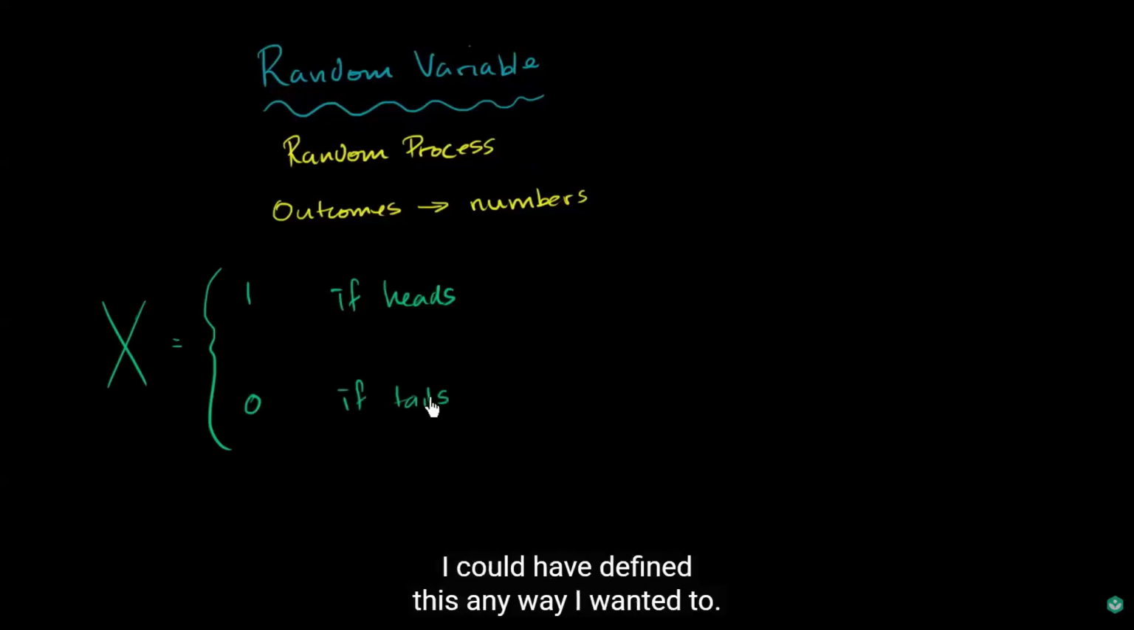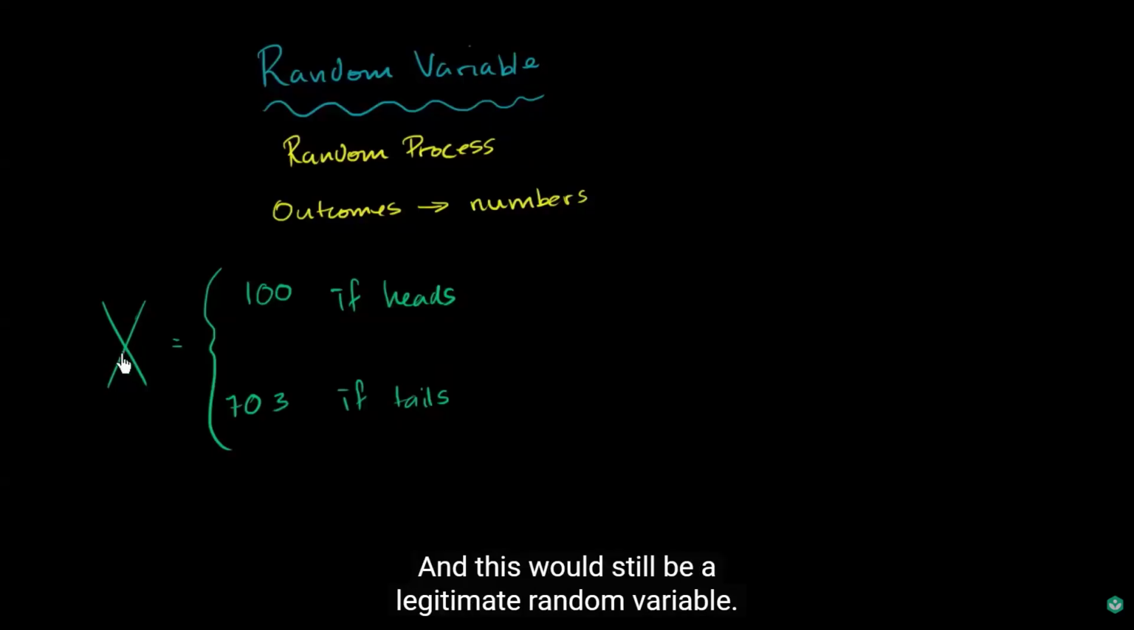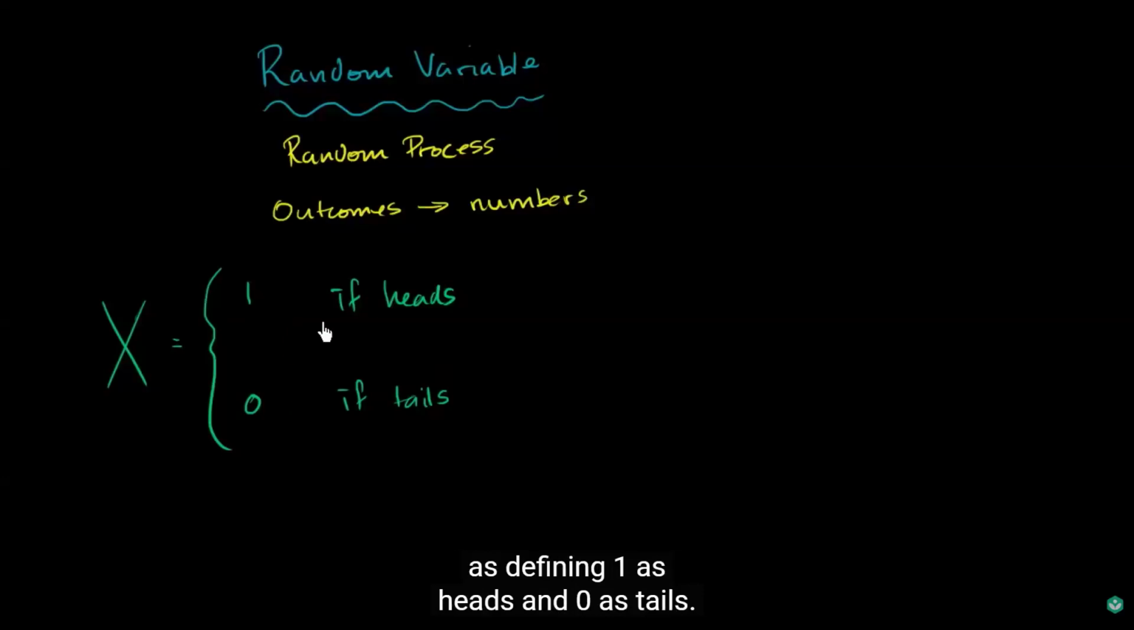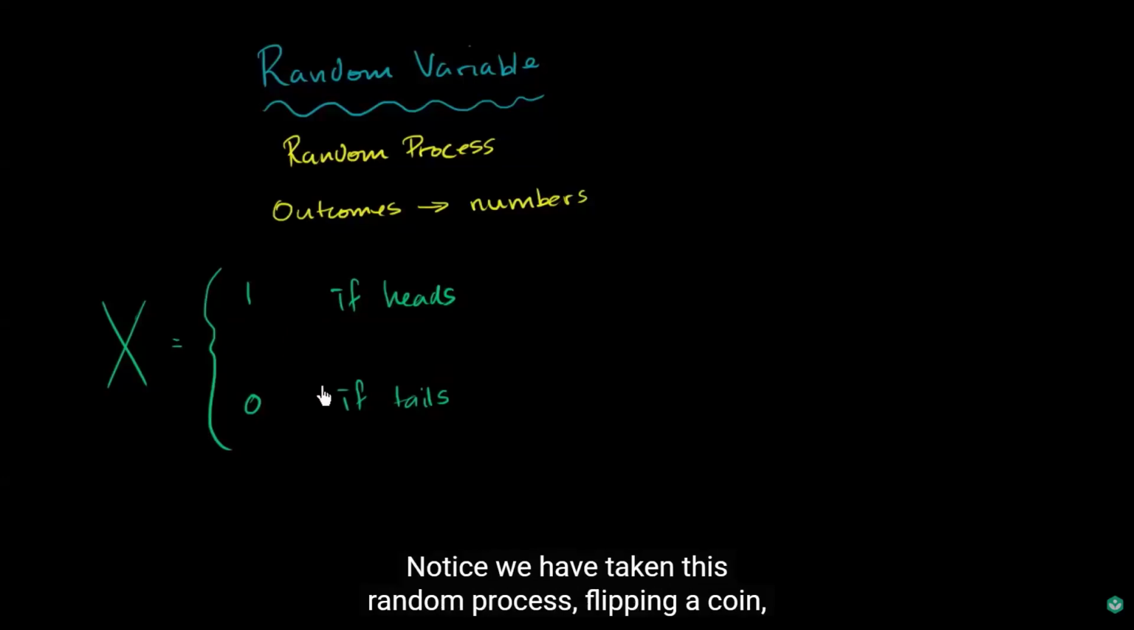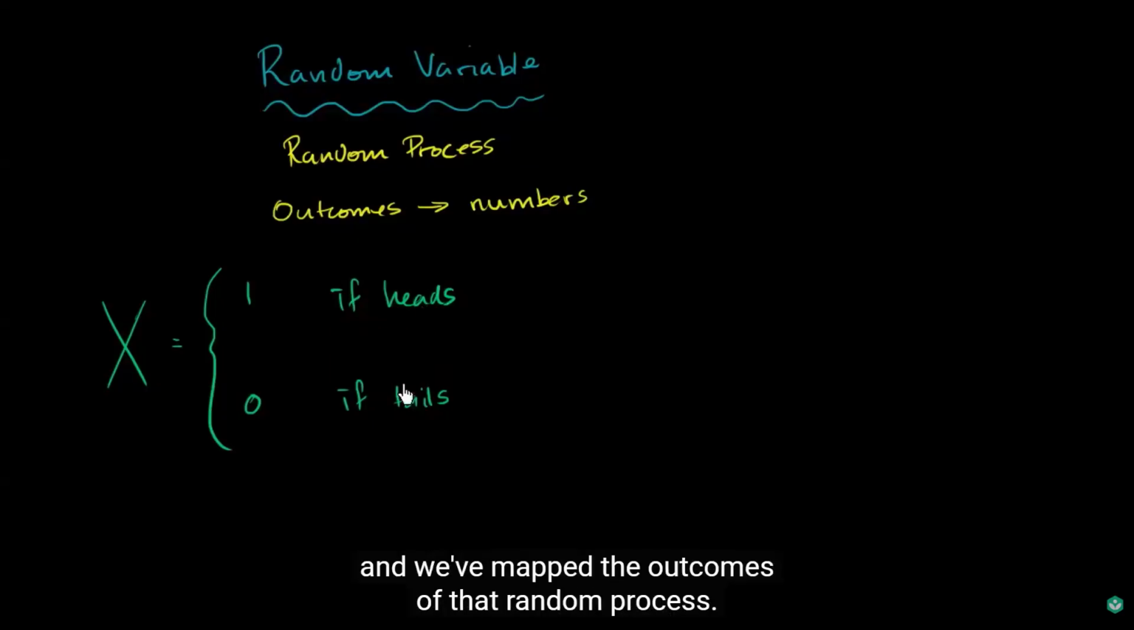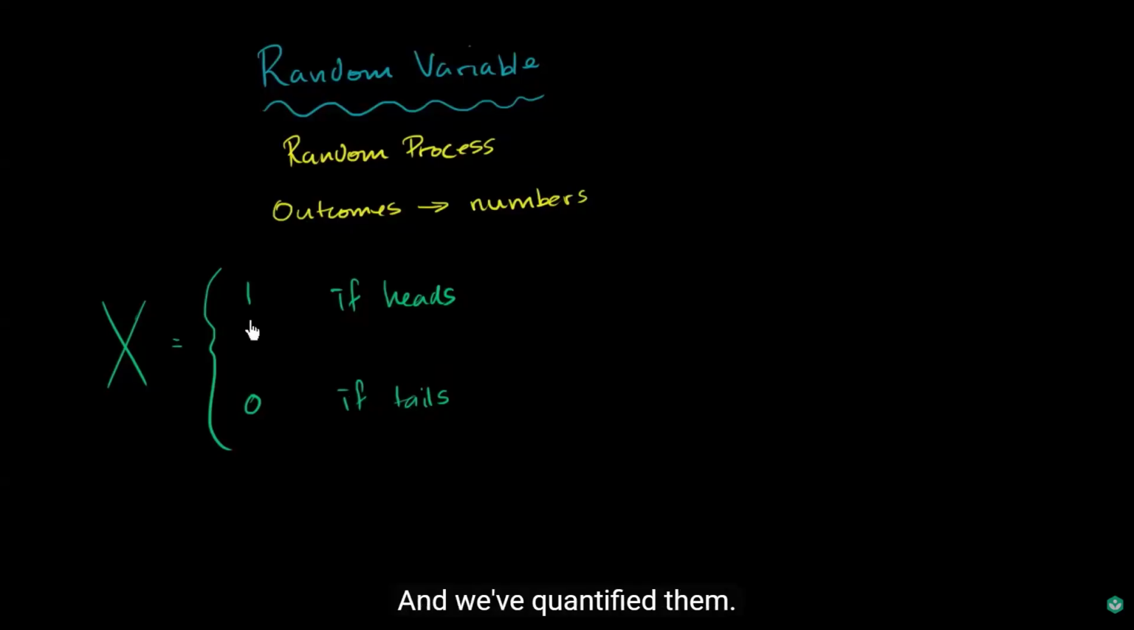I could have defined this any way I wanted to. This is actually a fairly typical way of defining a random variable, especially for a coin flip. But I could have defined this as 100, and I could have defined this as 703. And this would still be a legitimate random variable. It might not be as pure a way of thinking about it as defining 1 as heads and 0 as tails, but that would have been a random variable. Notice, we have taken this random process, flipping a coin, and we've mapped the outcomes of that random process, and we've quantified them. 1 if heads, 0 if tails.